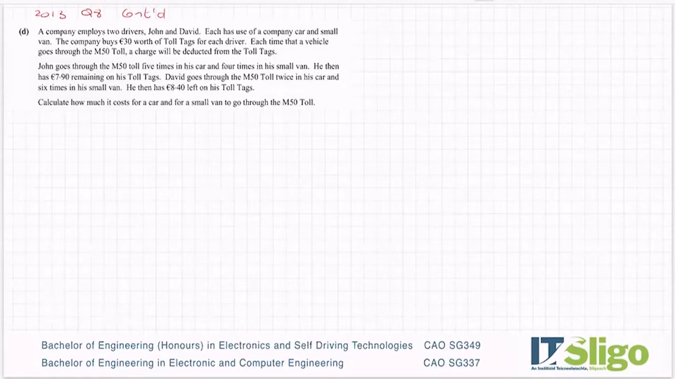Okay, so you can see lots of words. So a car and a small van. Okay, so 2 unknowns.